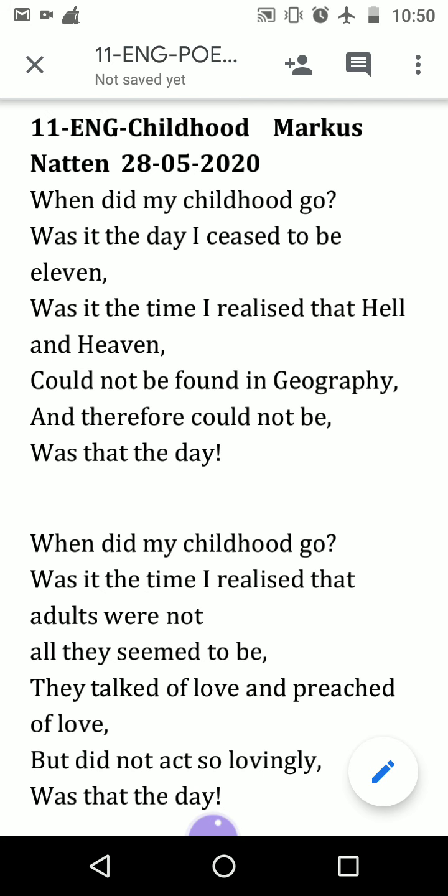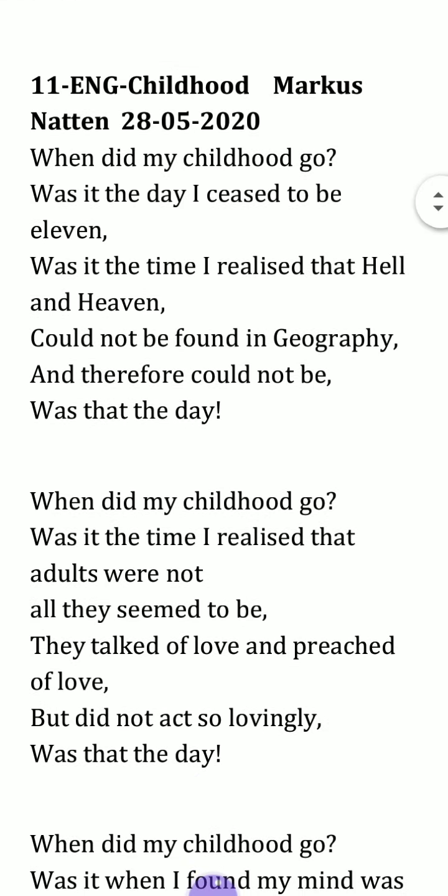And see the reference, see the example, see the thoughts. He was asking the question, and at the same time he's trying to find out the answer to his own question, with references. Was it the day I ceased to be 11? Means, was it the day when I crossed the age of 11? When I became 12? When I became 13?